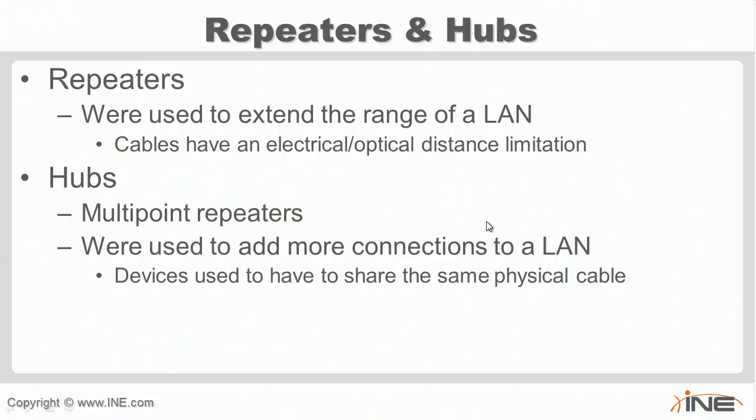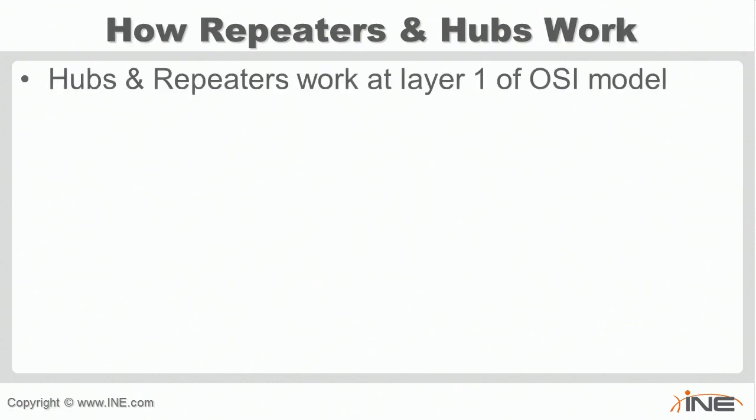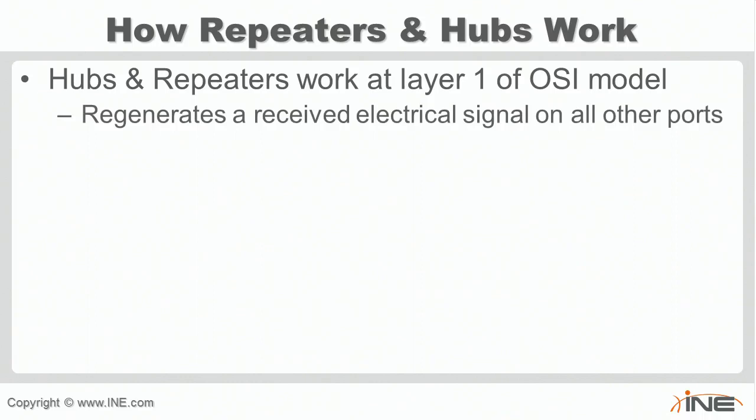But the key is that for either of these, whether they're hubs or repeaters, they basically work at just layer 1 of the OSI model, because the only thing they're doing is just regenerating the electrical signal as it comes in. So if you think of like your cable TV, you can buy those cable amplifiers that as the signal comes in, it just repeats it as it goes out the other end, or makes the electrical signal stronger.